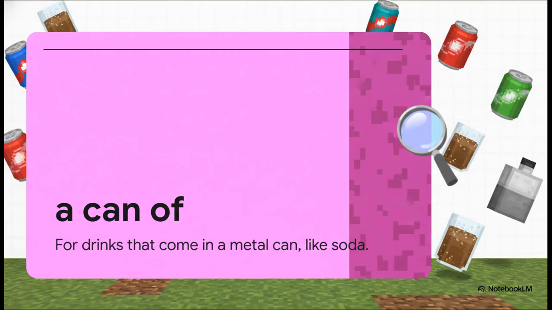Sometimes drinks don't come in a cup or a glass. They come in that metal thing you get at the store. What's that called? A can. So we say a can of soda or a can of sparkling water. It's all about the container it comes in.